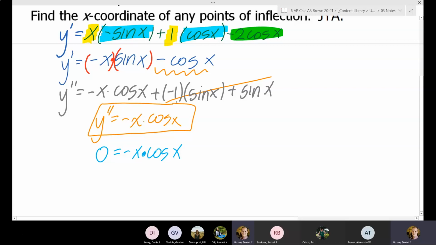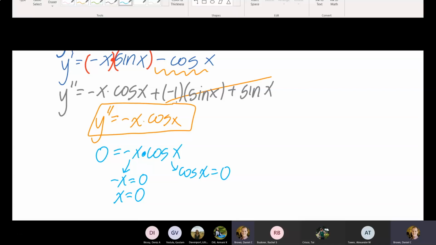We know in math, if we have factors equal to 0, then we can just set each of those factors equal to 0. So I have one equation where negative x is equal to 0. So x itself is equal to 0. The other equation is cosine of x is equal to 0. And then we can think about our unit circle to solve that.